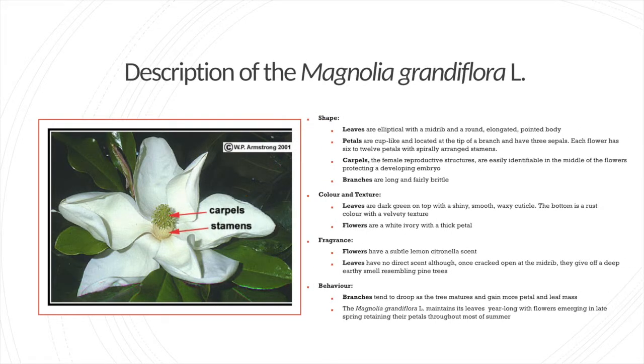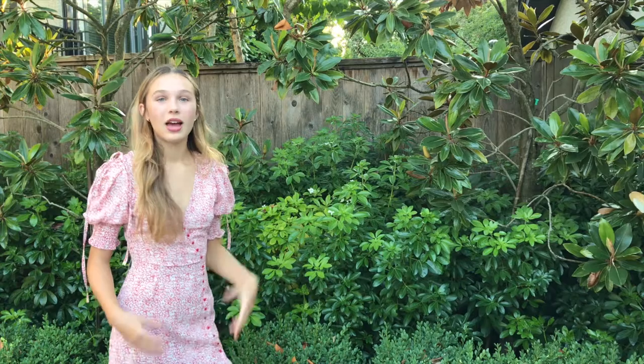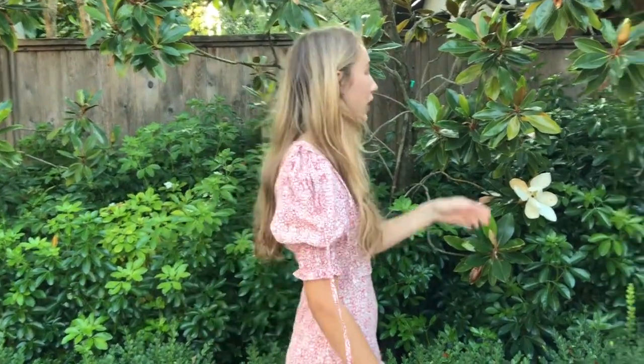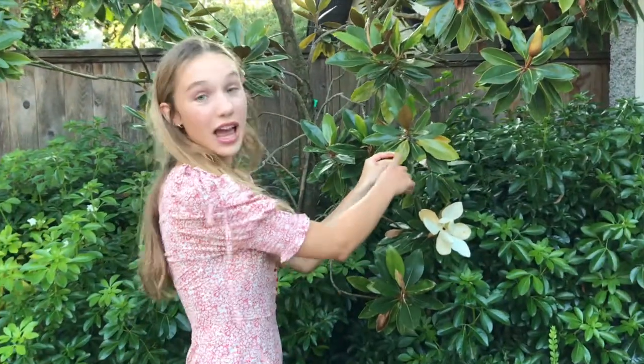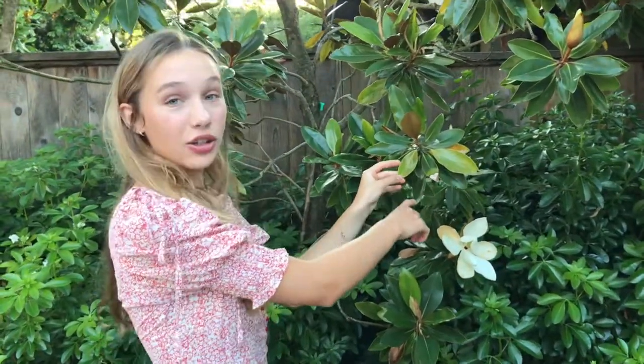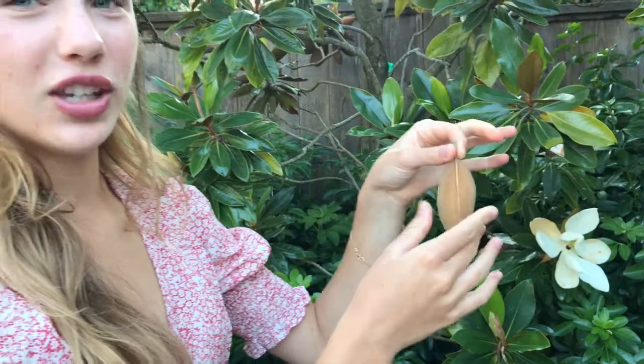The Magnolia grandiflora can be described by many different factors: shape, color and texture, fragrance, and behavior. At first glance, the Magnolia grandiflora may appear as if it has brown and green leaves, although this is false. The top coat of the leaf is actually green, covered with a waxy cuticle, while the bottom has a velvety texture to it with a brown rust color.